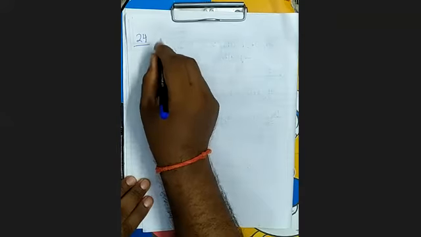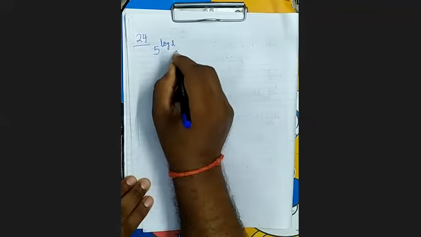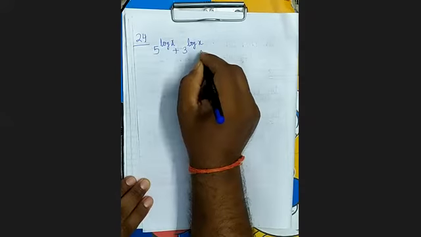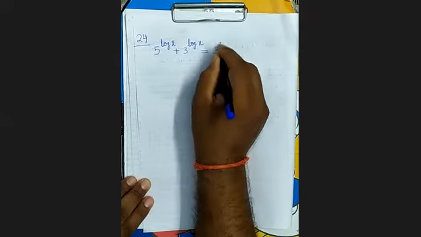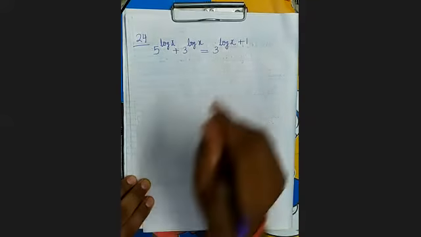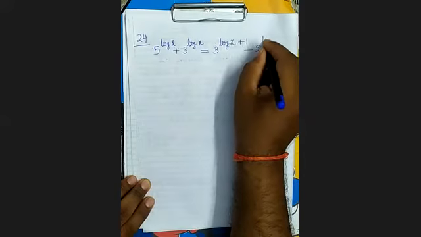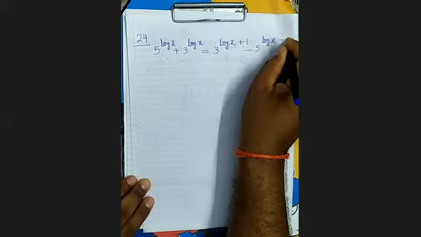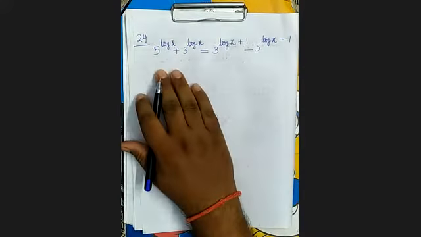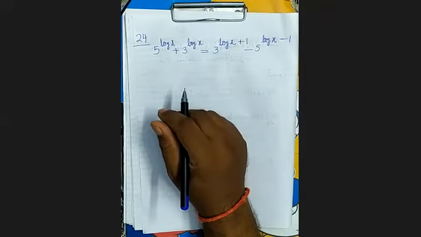Five to the power log x plus 3 to the power log x, means here logarithmic term is in power. It is 3 to the power log x plus 1 minus 5 to the power log x minus 1. You have to solve for x, means you have to find the value of x. So what will you do? You bring the terms of 3 in one side and 5 in other side.